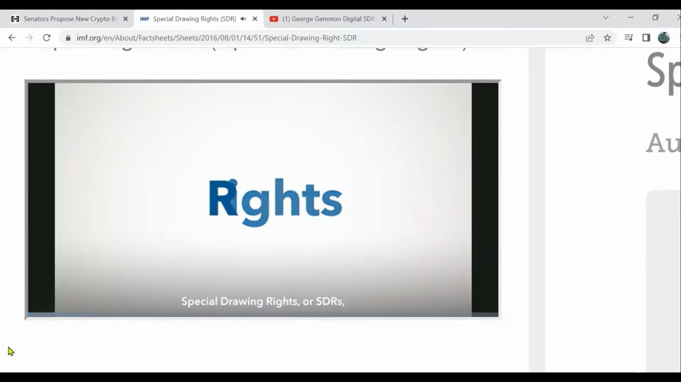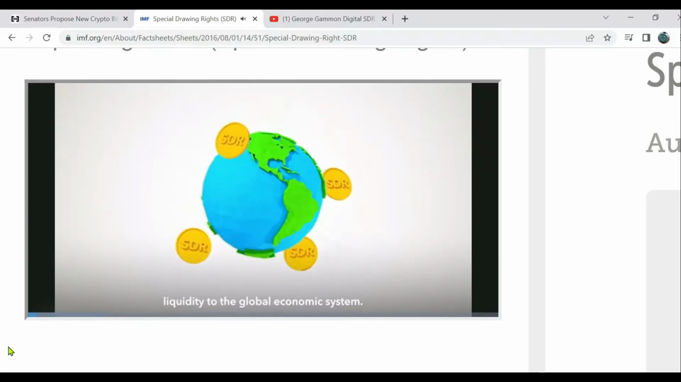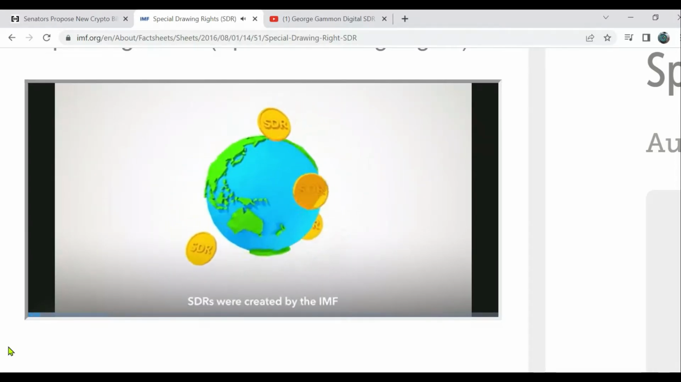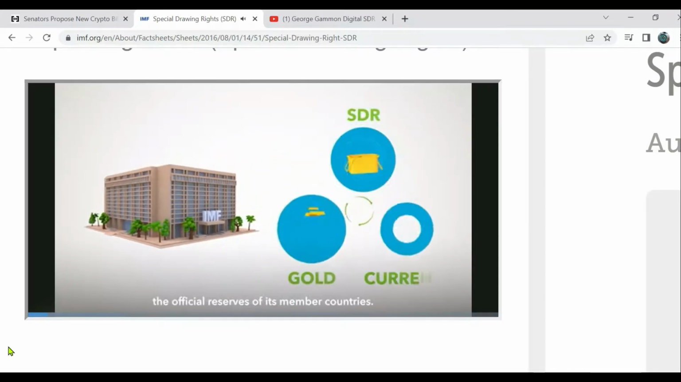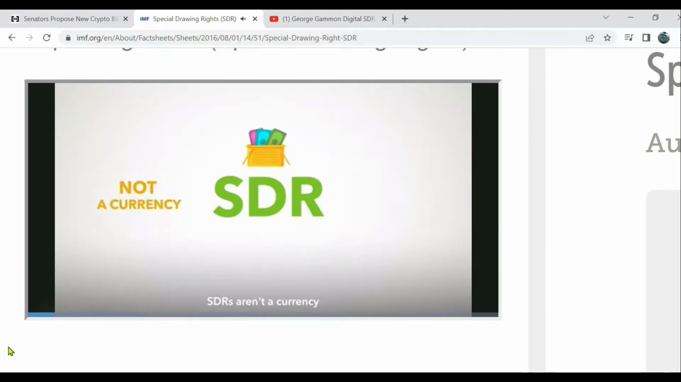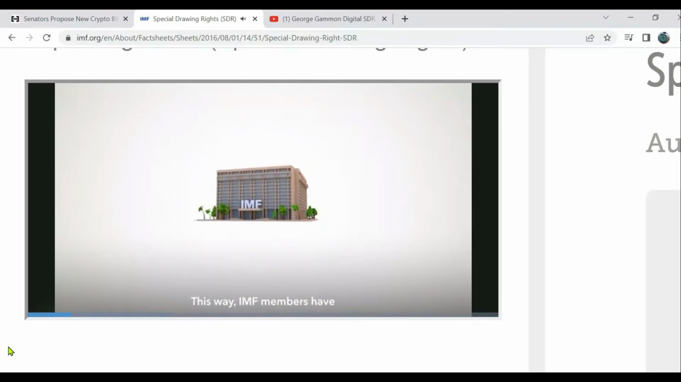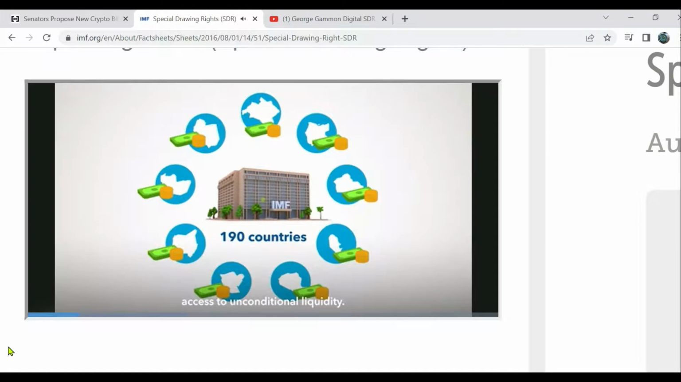Special drawing rights, or SDRs, play an important role in providing liquidity to the global economic system. SDRs were created by the IMF in 1969 to supplement the official reserves of its member countries. SDRs aren't a currency, and they're not claims on the IMF. But they are an international reserve asset that can be converted into reserve currencies with the help of other member countries. This way, IMF members have access to unconditional liquidity.